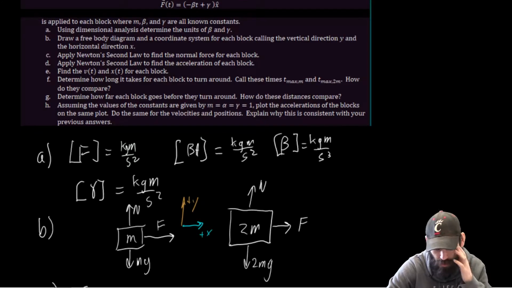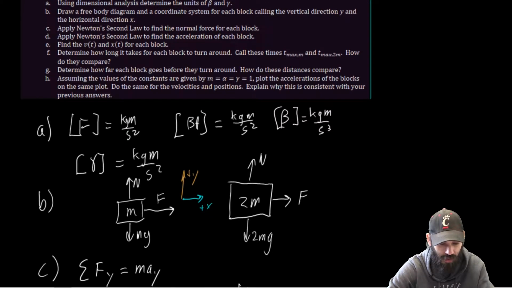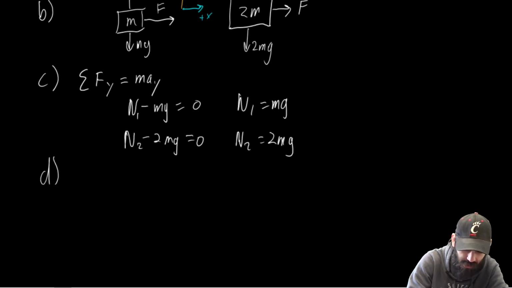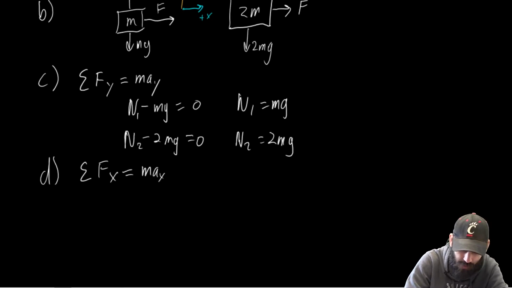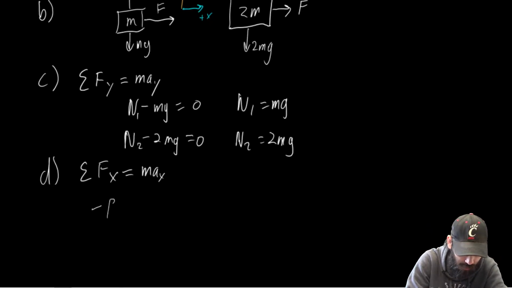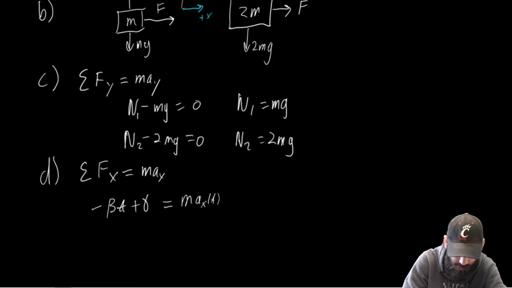The next part that we want to do is apply Newton's second law to find the acceleration for each block. And so to find the acceleration in the blocks is just considering what's happening in the x direction. So this is the sum of the forces in the x direction is going to be equal to m a_x. So for the first block, what this says is that the sum of the forces, which is just the force that I'm applying, is going to be equal to the mass times acceleration. So this is minus beta t plus gamma is going to be equal to the mass times the acceleration in the x direction as a function of time.